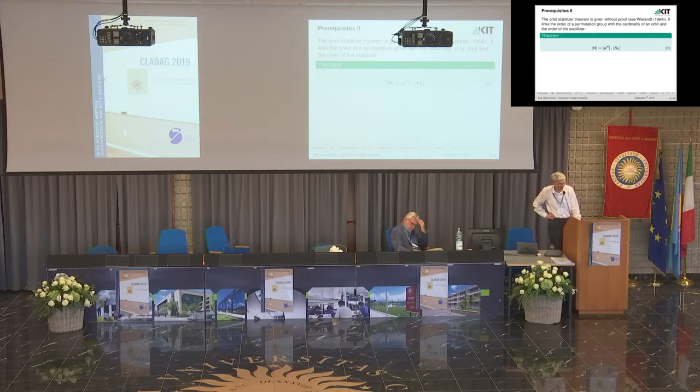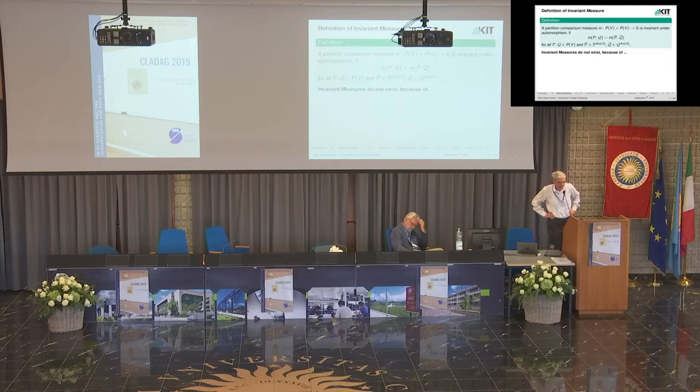Okay, now we will define what an invariant measure is. An invariant measure simply means a partition comparison measure M, which goes from the set of all partitions times the set of all partitions to R, is invariant under automorphism if the measure of (P, Q) equals the measure of (P tilde, Q tilde), where you get P tilde and Q tilde as any element out of the finite set of images under the automorphism group of the graph. Yeah? And now, the surprising thing for us was that invariant measures do not exist because of the following theorem.